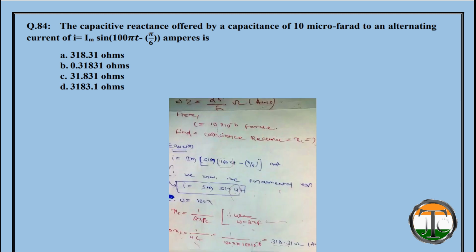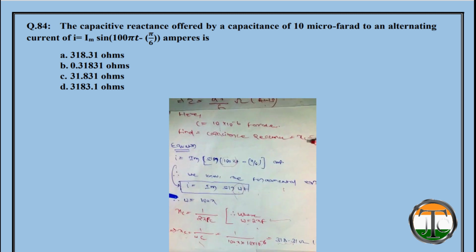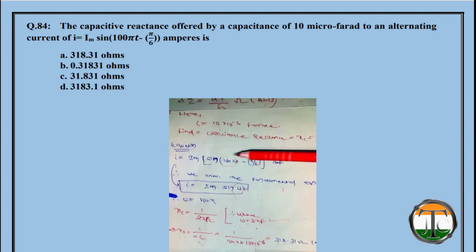So here in the question, the capacitor value is given, that is 10 × 10^-6 farad, and it asks us to find the capacitive reactance, that is Xc. Another equation is given, that is i = Im sin(100πt − π/6) ampere. Why is this given?